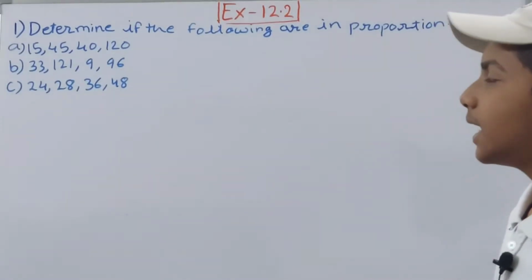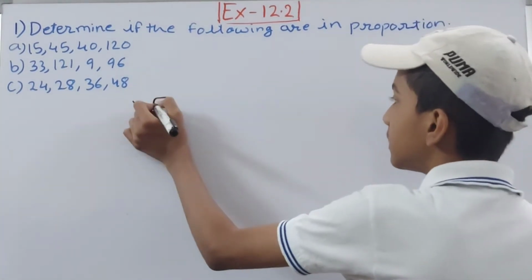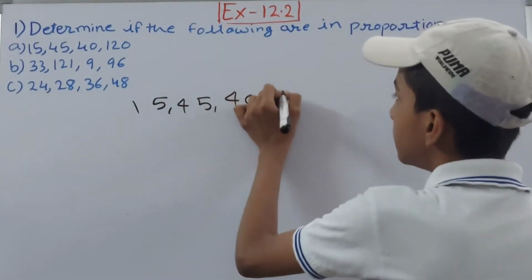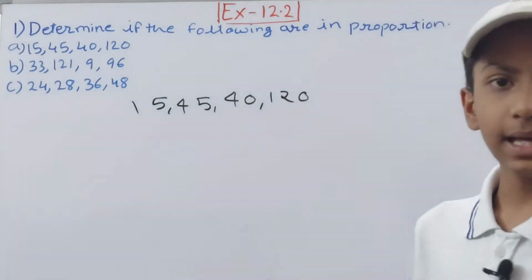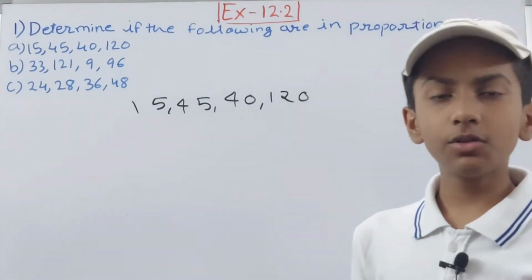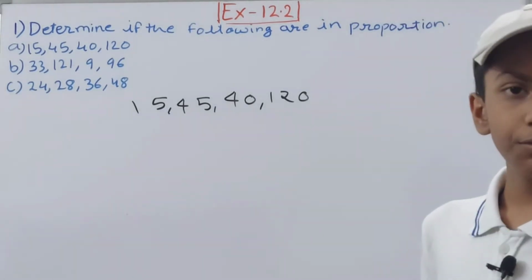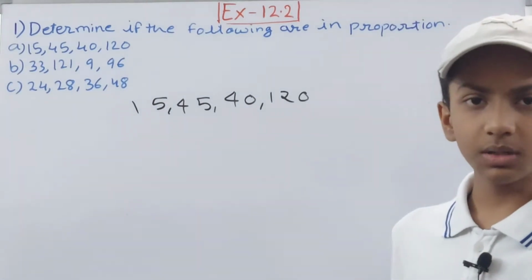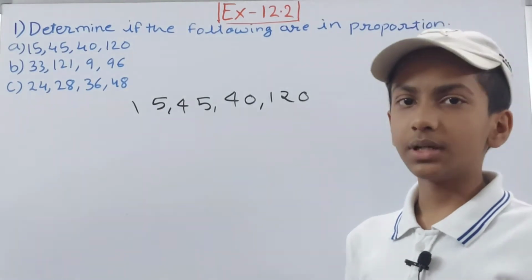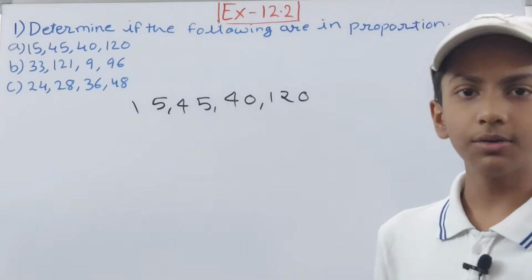Now the first part A is 15, 45, 40 and 120. So let us first write them down, right? And now you see here, if you have to tell if these are in proportion or not, how will we say that? First of all, we need to make their pairs, right? Or there is one more way, by seeing the extreme terms and the middle terms. I will tell you that also. First we will make the pairs, then we will make the ratio, and then we will see if the ratio is coming out the same or not.